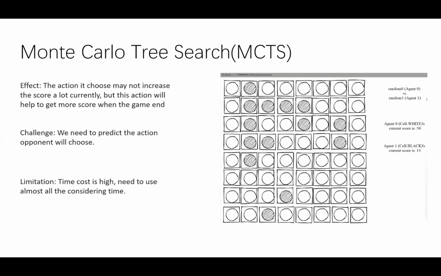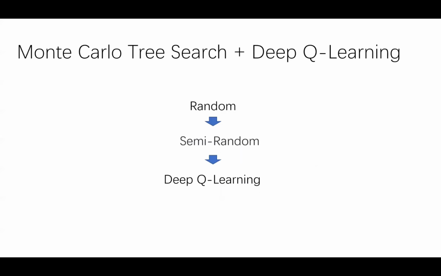MCTS has the best performance among our agents, but there are still some challenges, like building a tree. We need to predict the action the opponent will choose, and its time cost is quite high compared to our other agents. To solve the challenge of MCTS, firstly, we chose random for simulation. Its time cost is small, but it always gives an unsuitable reward.